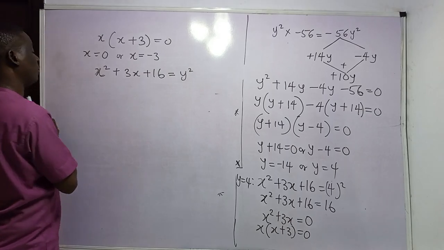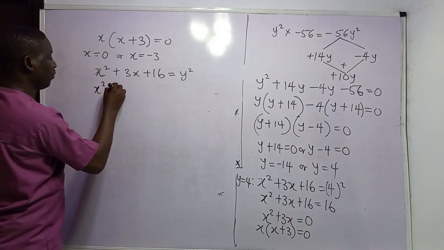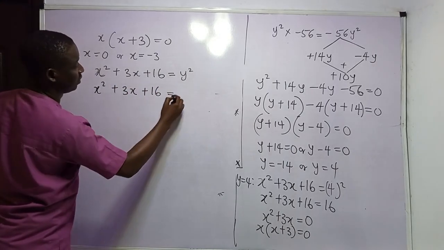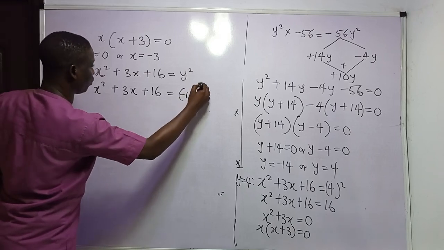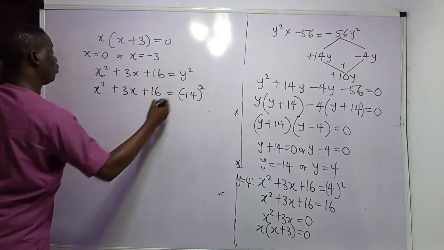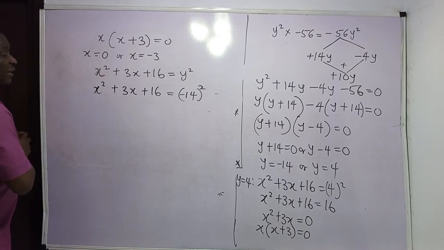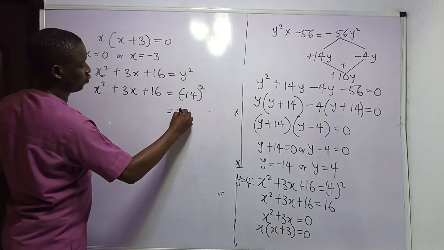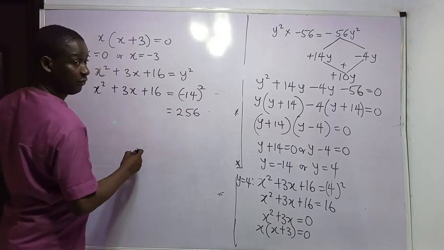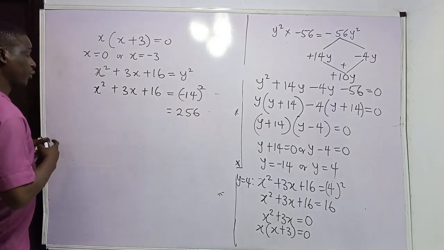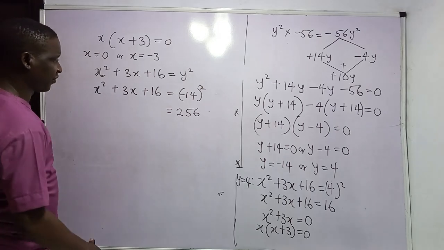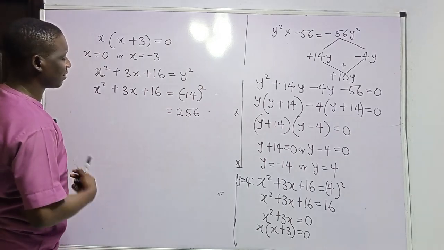So this will now give us x squared plus 3x plus 16 equal to minus 14 all square. Now, how do we get that? Minus 14 all square is the same thing as 256. You square both sides. Minus 14 all square is 256. Now, I haven't gotten that now.